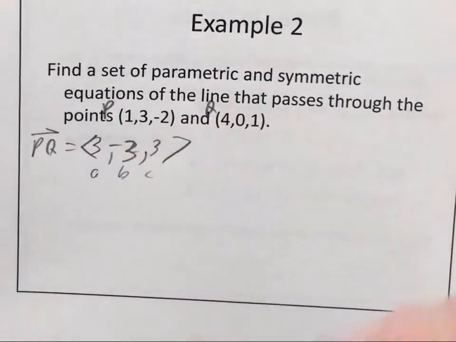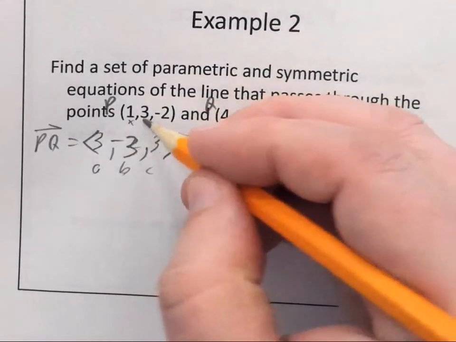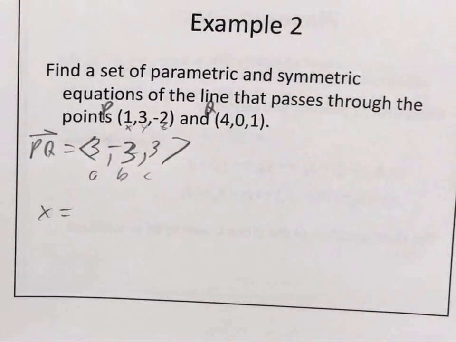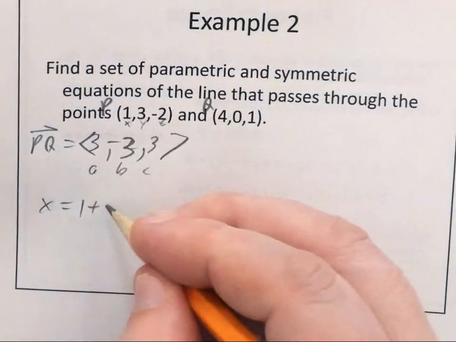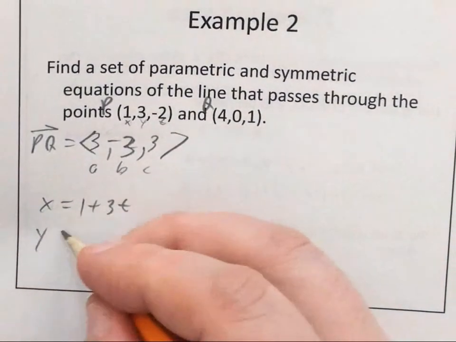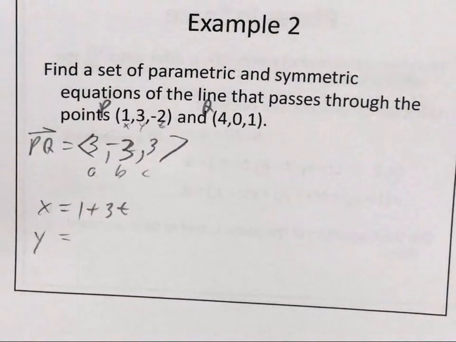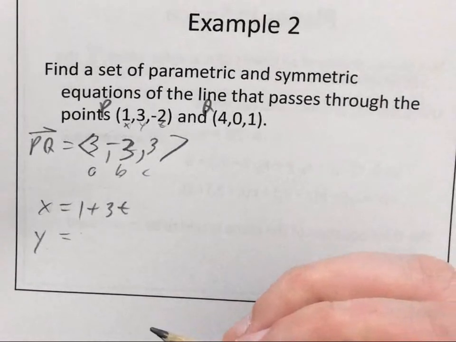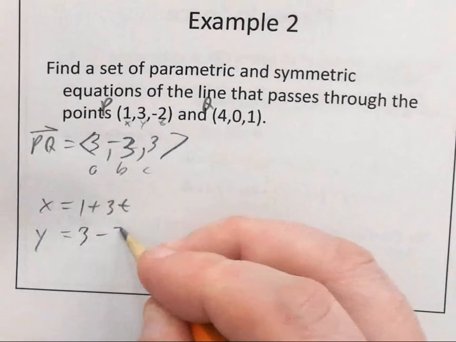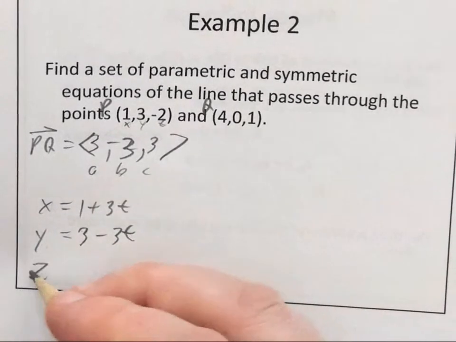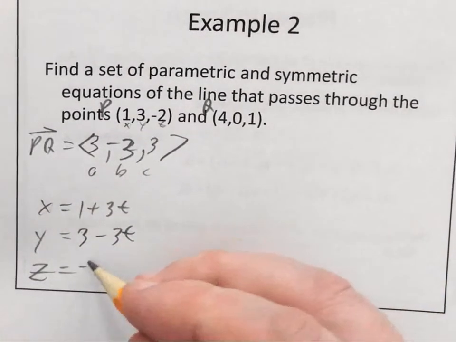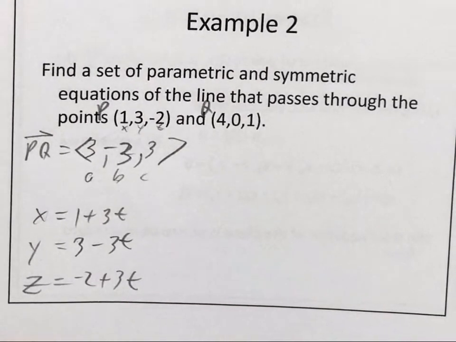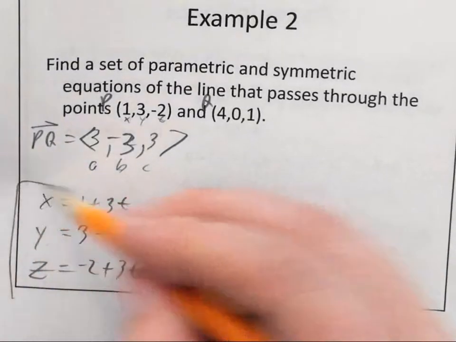So if we just use the initial point P, I'm going to use that as X, Y, Z. Then the parametric is going to be X equals 1 plus 3T. For the Y, 3 minus 3T. Z is negative 2 plus 3T. So then, that's the parametric. That's my first part of my answer.